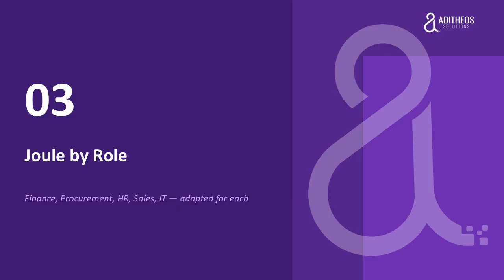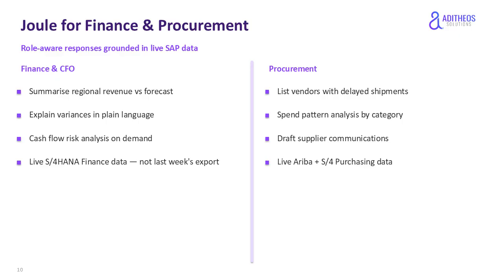Joule's role awareness is one of its most powerful design decisions. Rather than providing a single AI experience for all users, it adapts its behavior and available capabilities based on who is interacting with it. For finance and CFO users, you can ask Joule to summarize regional revenue trends, explain variance against forecast, identify cash flow risks, or produce a plain language overview of complex financial data.